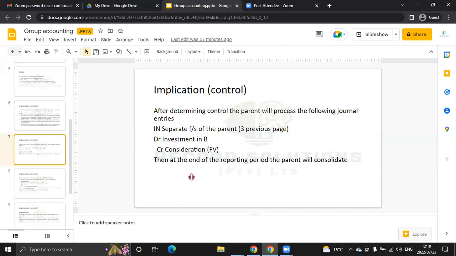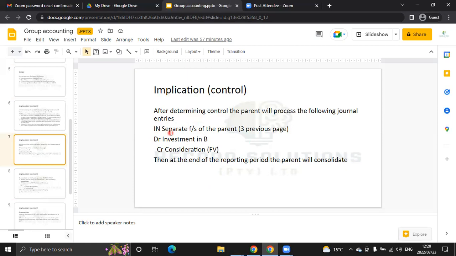You will see in most questions you're going to do in future, this part you are not going to do because it's done in the separate financial books. However, you must know how this was calculated, because you're going to need to know the amount of this investment in the separate. Now you know that the amount of this investment in the separate is actually the consideration at fair value, right? It includes even contingent considerations.